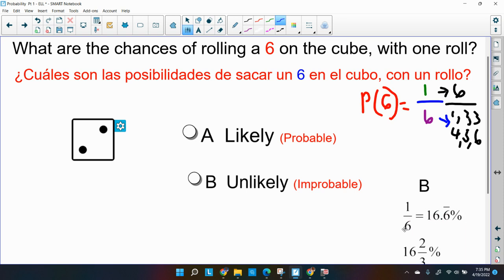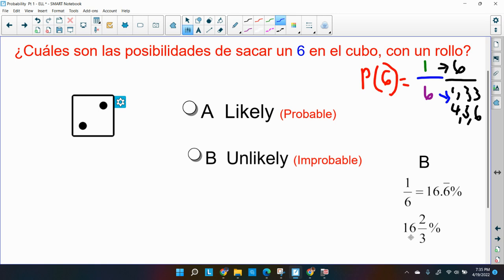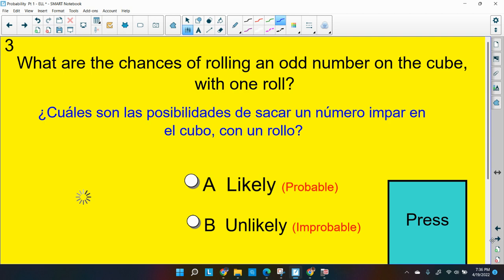If I change that 1 out of 6 to a percentage by multiplying 1/6 times 100, I'll get 16.6 repeating percentage, which is 16 and 2/3 percent. So, hey, that's not a good chance of getting a 6. I guess that's why I didn't win very often. I don't know how he did it, my good brother.